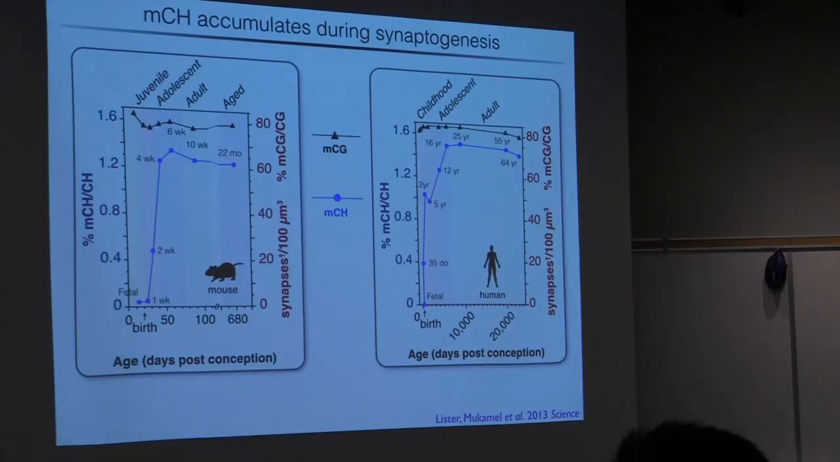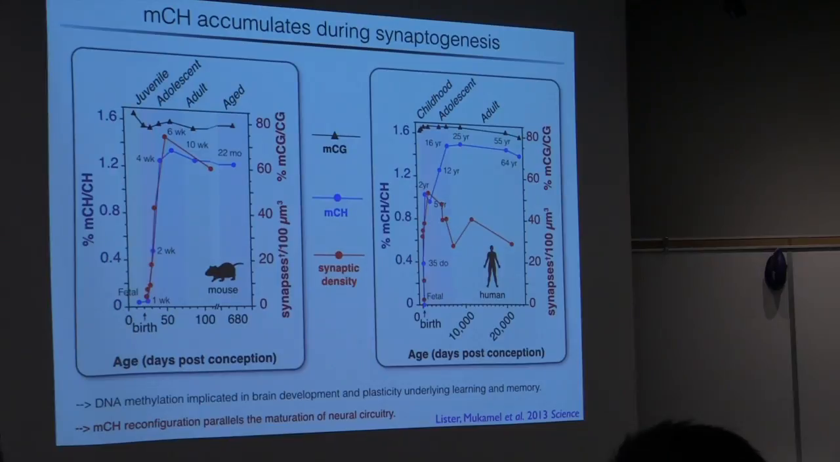It looks like a smaller percent, right? It's not 80%, it's only a few percent, but a few percent of all Cs is greater than 80% of 30 million CGs. And so you have an accumulation not only in the mouse where we first saw it, but also in human. And this actually turns out to be interesting to neurobiologists, because this is right during a period where you have synaptogenesis occurring, right?